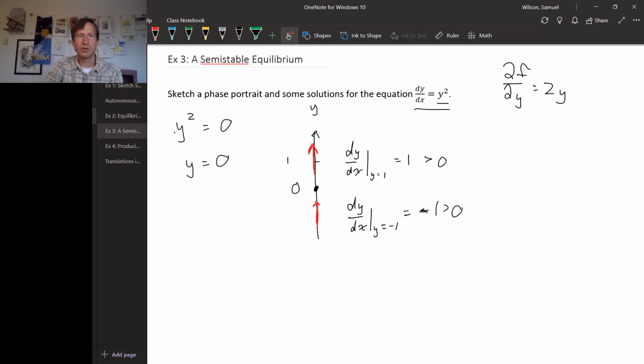So our phase portrait would look like this. And you can see on one side, just above our equilibrium at 0, solutions get forced further upwards. And on the other side, just below the equilibrium at y equals 0, solutions get drawn closer to the equilibrium. And so this is that mixed case where it's not stable or unstable, and this is called semi-stable.